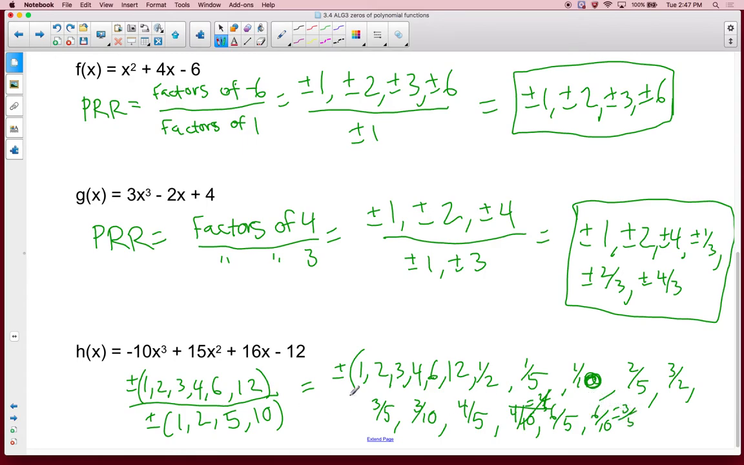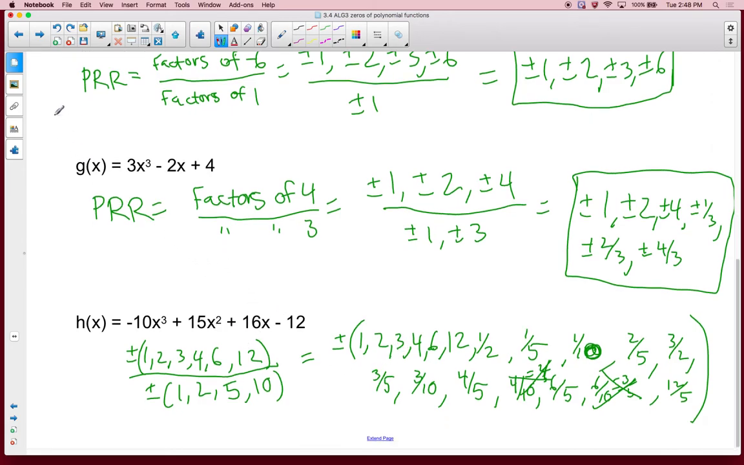Did we have that one? Yes, we had that one, so we don't need to write that again. Okay, and then we do it for 12. 12 over 1 we did. 12 over 2 is a 6, we had. 12 over 5. And 12 over 10, that reduces, take out a 2, a 6 over 5. We had that. So this is all the possible rational roots.